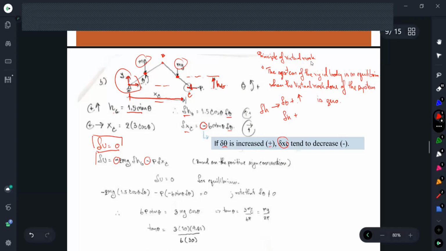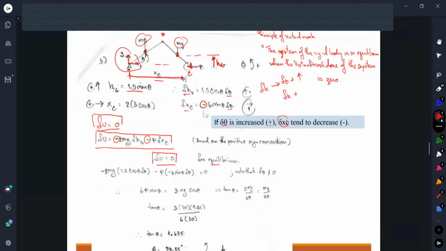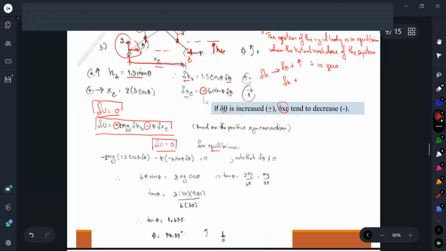So we start with this equation first. And after that, we set delta U equal to 0 for equilibrium. Okay. And we will find that we have this equation now, and del XC has the negative sign here. And we have to note that delta theta is not equal to 0. If delta theta becomes 0, then this equation gives the trivial solution. That has no meaning for this equation, because if delta theta is 0, the left hand side is 0, the right hand side is 0 also.